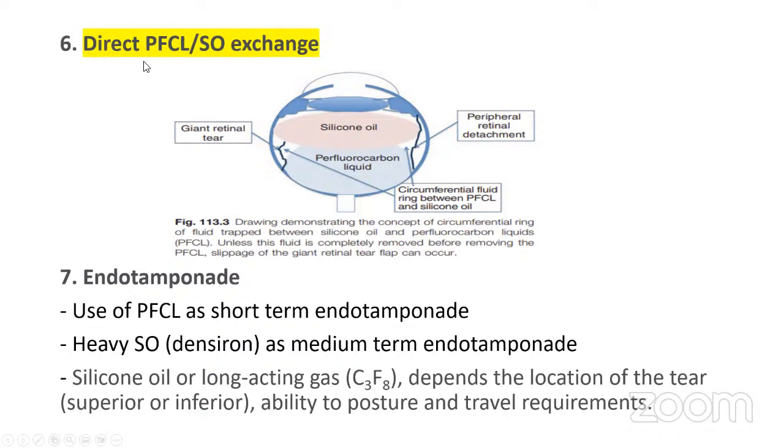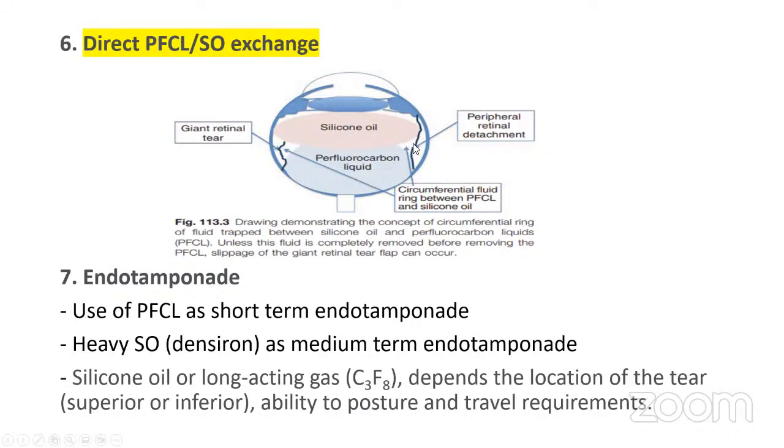Subsequently, with the direct heavy liquid and silicone oil exchange, we also can help to prevent the slippage. However, sometimes the slippage can still happen when we inject. The photo here shows that the heavy liquid forms a convex bubble. The surface here is convex under the fluid. So as we inject the heavy silicone oil here, you can see that the surface is convex.